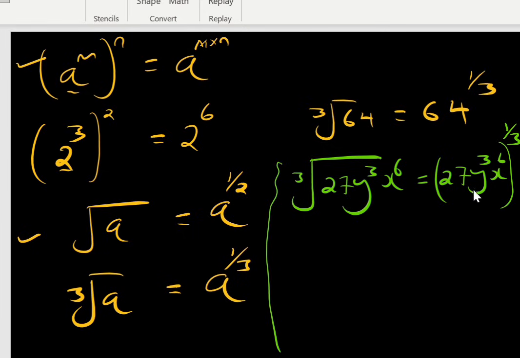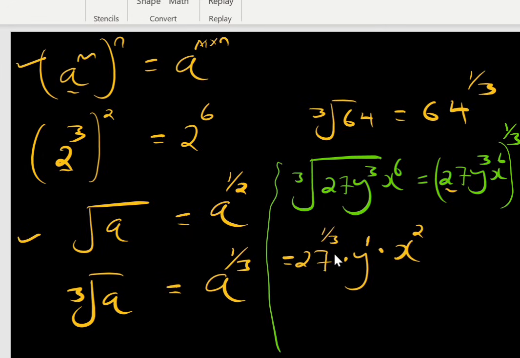Then from there, we apply the power law. This is the power of a power, so you multiply the powers. I'm picking the base, it will be 27. The power is 1, so 1 times a third, so it will be 27 raised to a third. Next, you pick the base y, then multiply the powers, 3 times a third, we get 1. Finally, you pick x, the base, and multiply the power, 6 times a third, we get x power 2.